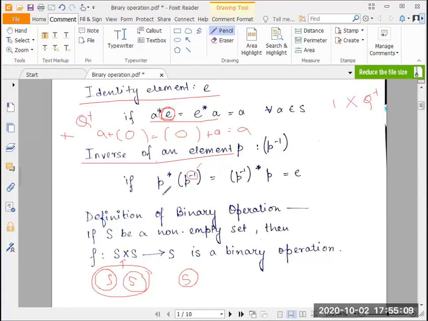So essentially, if we operate P on the inverse of that element, or if we operate the inverse of that element with P, it returns me the identity element. Again, let's take an example.